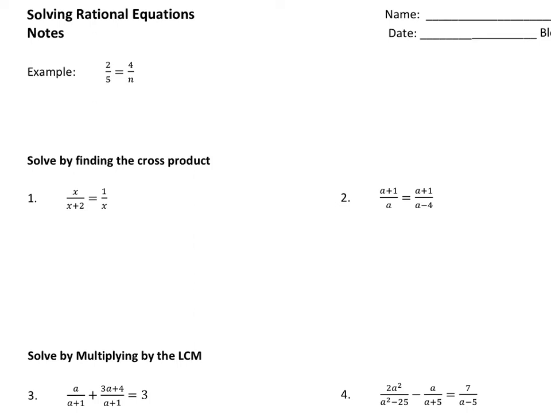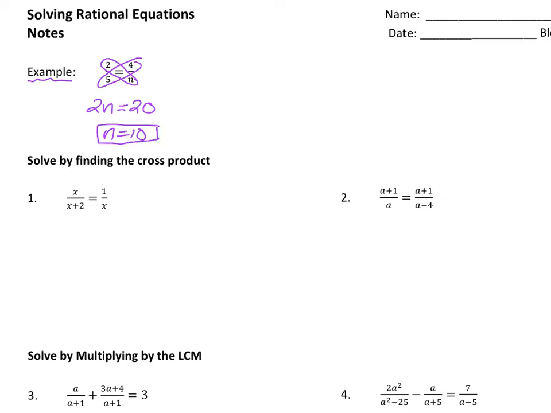This video is going to talk about how to solve rational equations. So something we need to review is how you solve a fraction equal to a fraction. In this first example, I have the fraction 2/5 equal to 4 over n. In order to solve this without guessing and checking, I would cross multiply. So I would have 2n equals 20, so then n would equal 10.